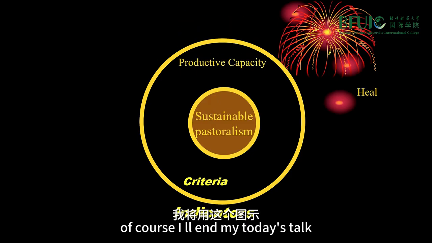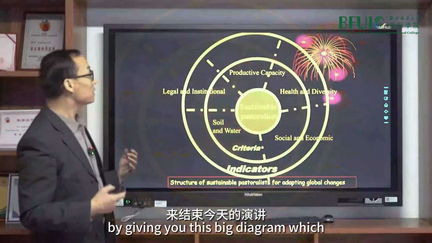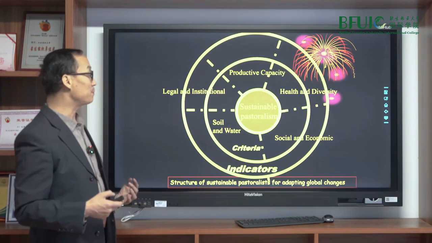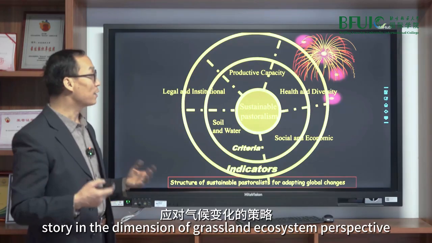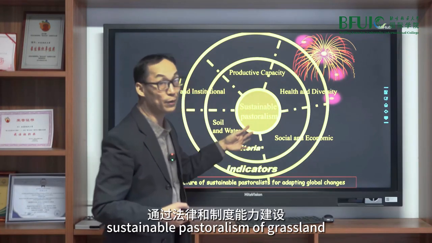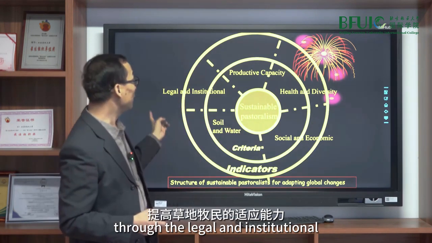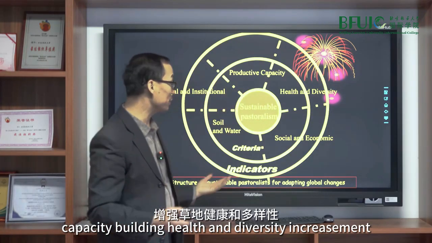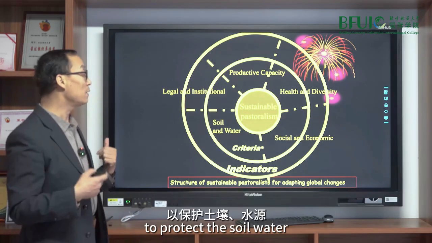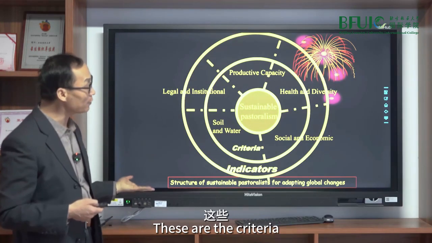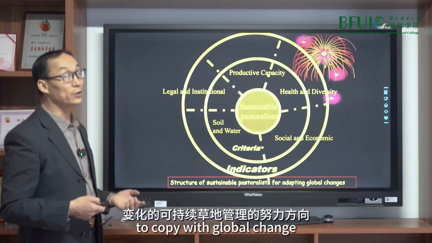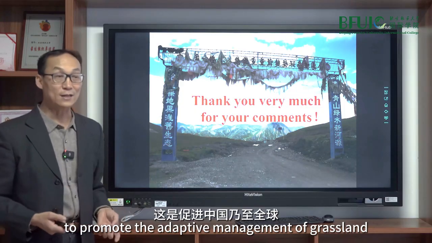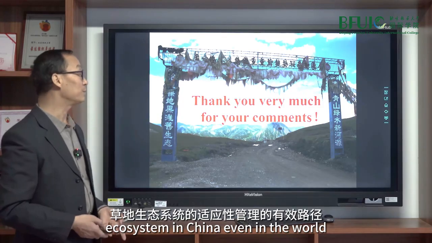Of course, I will end my talk today by giving you this big diagram, which summarizes how to cope with climate change in the dimension of grassland ecosystem perspectives. We need to do sustainable pastoralism of grassland, through legal and institutional capacity building, productive capacity building, health and diversity increase, social economic improvement, and protecting soil, water, and plant diversity. These are the criteria for sustainable grassland management to cope with climate change. So I think this is a good way to promote the adaptive management of grassland ecosystems in China, even in the world. Thank you very much for your listening.